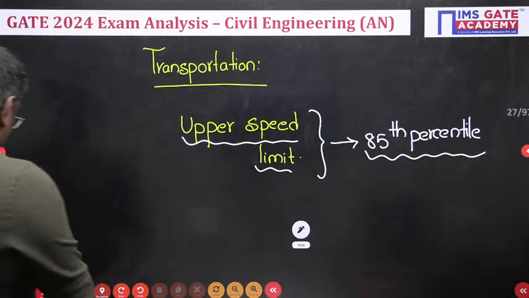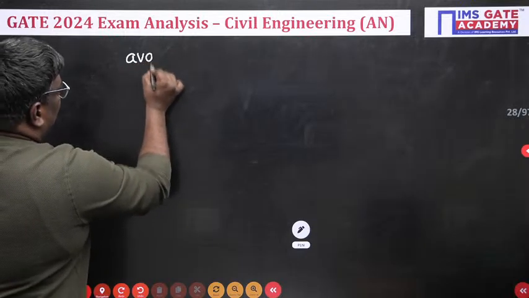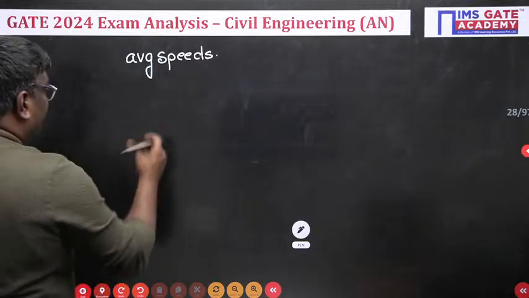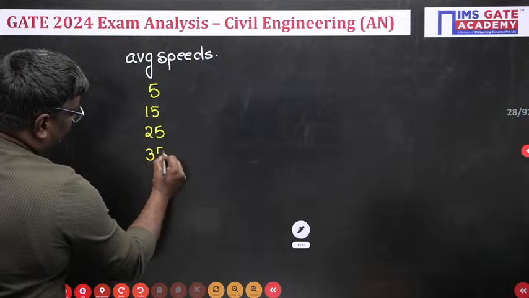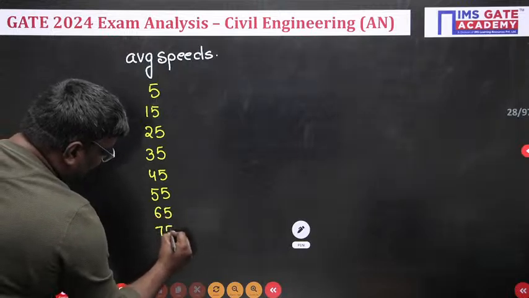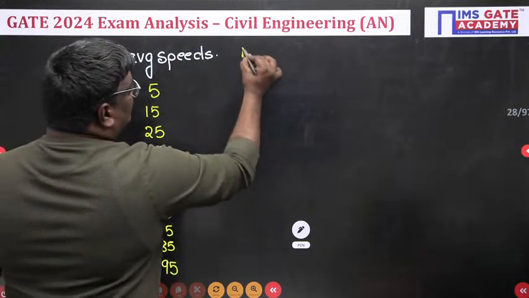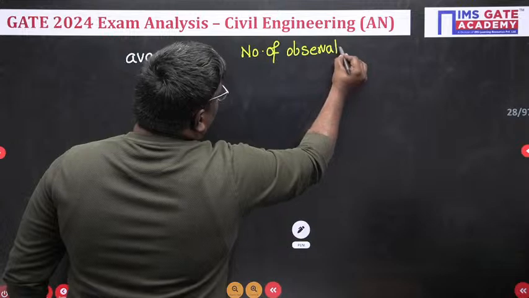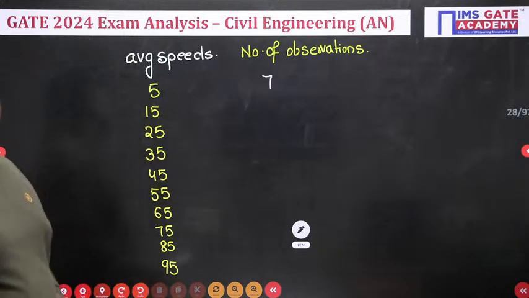Now, what is the question? Actually, the question was given as speed ranges like 0 to 10, but I have taken the data as average speeds. So here the average speeds given in the question are 5, 15, 25, 35, 45, 55, 65, 75, 85, and 95. Next we have the number of observations. Please check the values; I am writing as per the information.